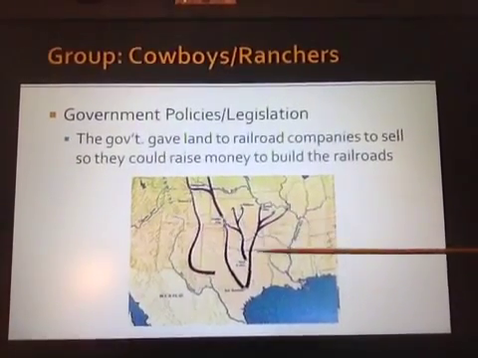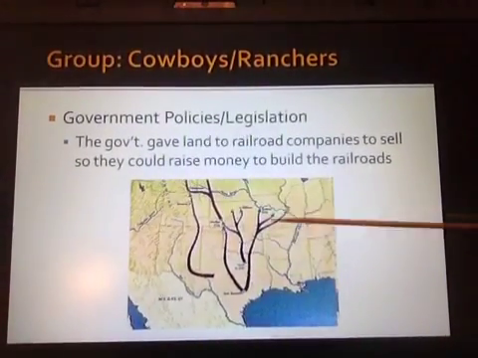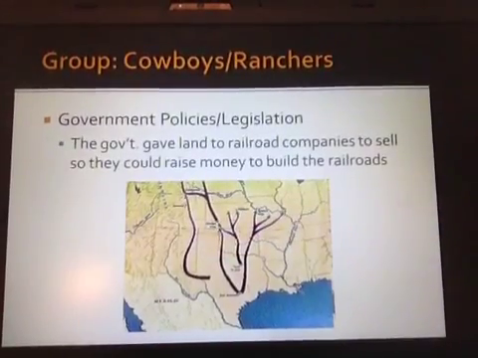Here you can see all of the routes that became popular for cowboys to walk on to get their cattle to market.